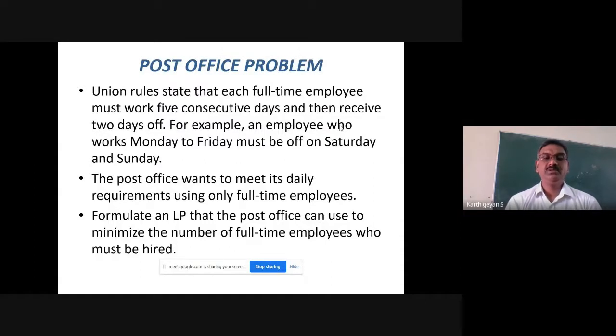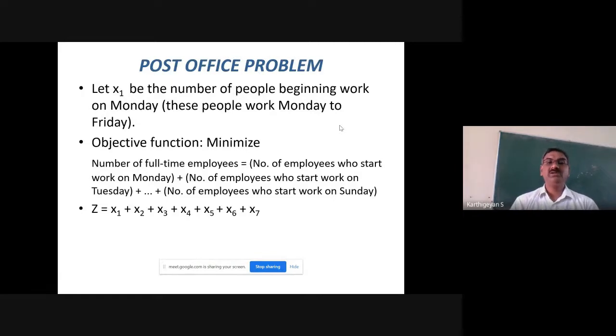And so on. So the post office wants to meet its daily requirements using only full-time employees. Okay, so formulate this as an operations research problem. I'm going to formulate this as a linear programming problem so as to minimize the number of, so this is our objective: the objective here is to minimize the number of full-time employees who must be hired. So the number of employees actually required should be minimized. Okay, so this is a human resource problem. See how it is formulated.